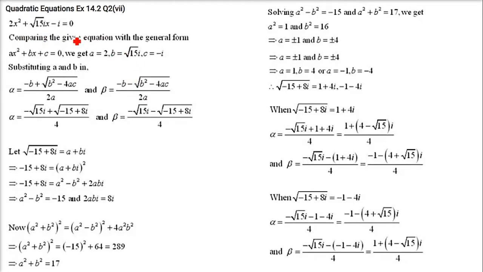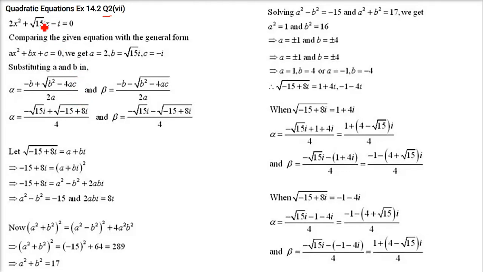So let me take you to a question, how to solve this second question, because all the questions have to be solved by this. And once I tell you, you can solve it either by this method or by the factorization method, whichever is suitable for you, because sometimes it is very difficult to factorize. For example, this equation 2x square plus root 15ix minus i. Now this is very difficult to factorize. So the best thing is to use this Sridharacharya formula or the quadratics.